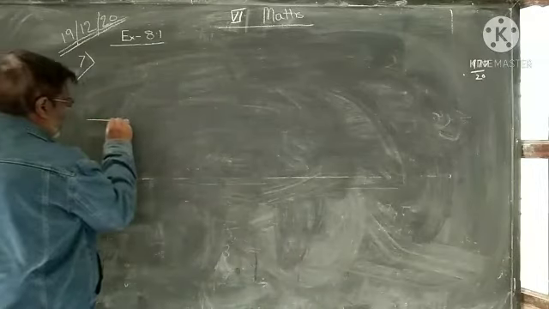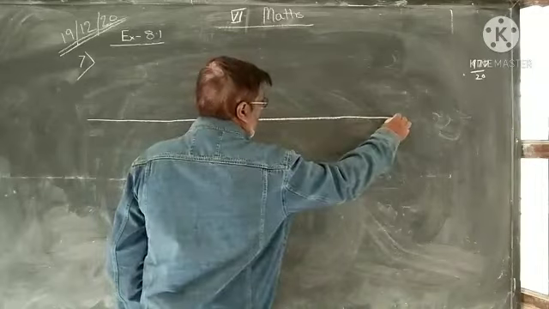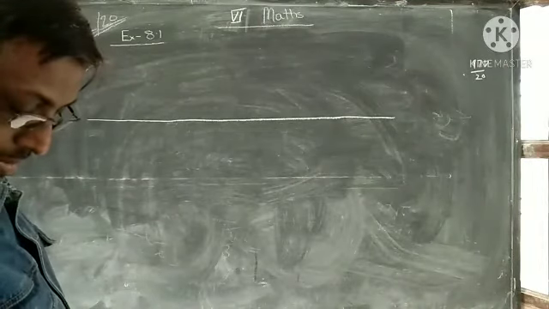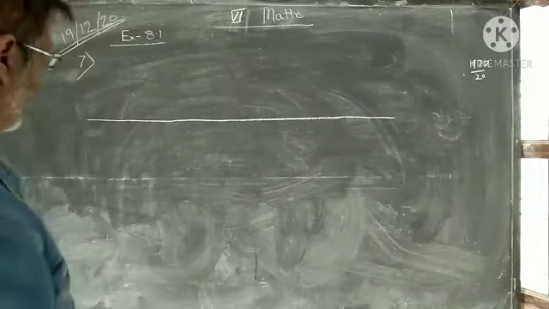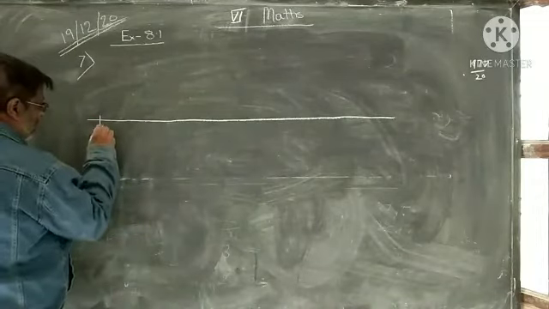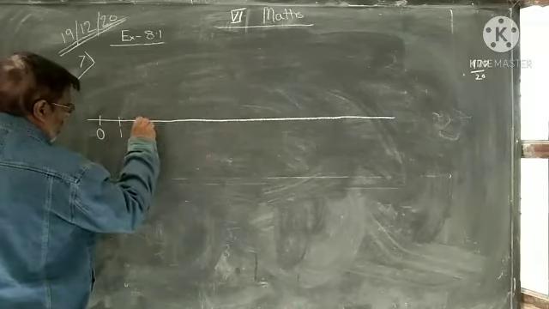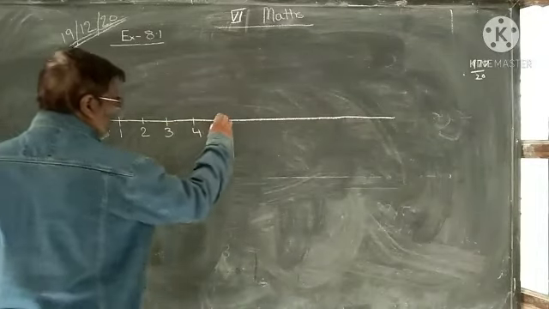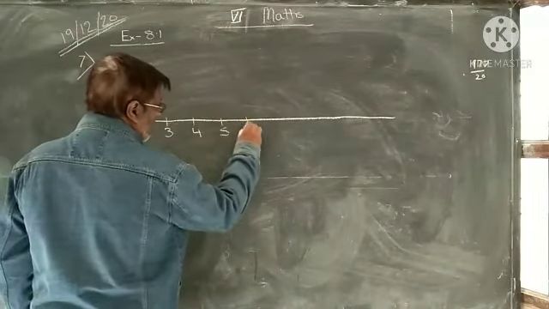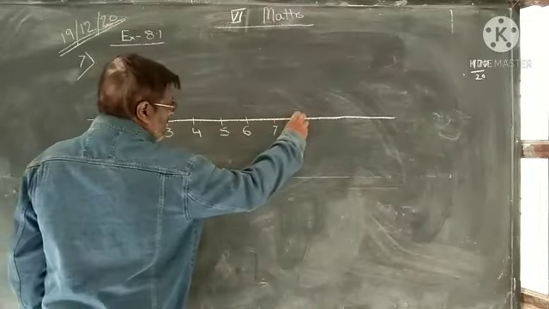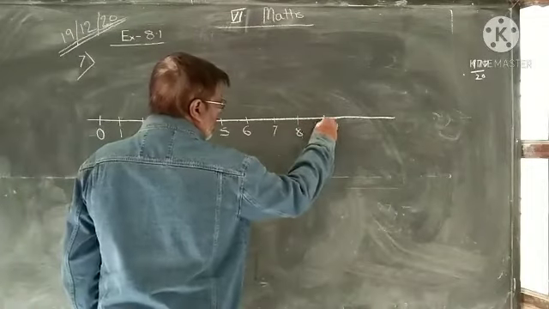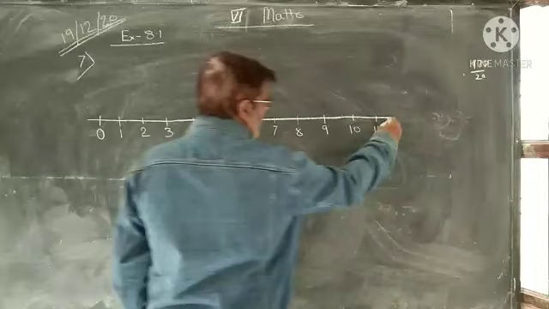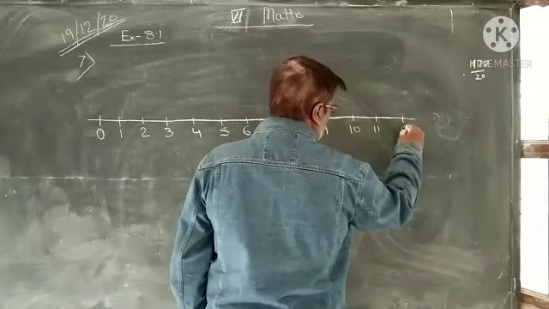Let's draw a number line. This number line is divided up to 12. 0, then we have 1, 2, 3, 4, 5, 6, 7, 8, 9, 10, 11, 12.